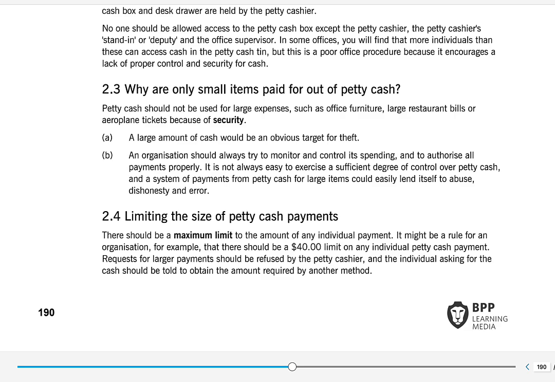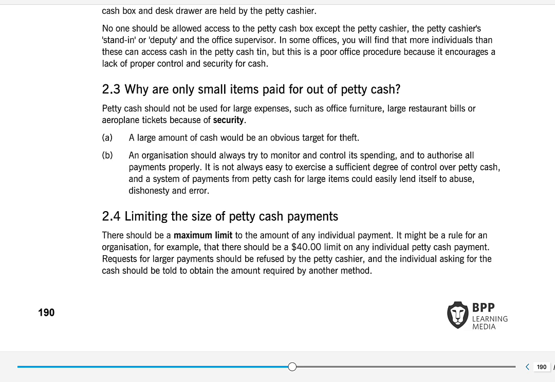Reason 2. Better control for big payments. Large payments should go through stronger control systems. For example, bank transfer, check, or company card. Those methods leave a clear record in the bank and in the accounting system. Reason 3. Easier checking and monitoring. Small petty cash payments are easier to track. But if we pay large amounts from petty cash, the petty cash records become messy. Then it becomes harder to check if everything is correct.